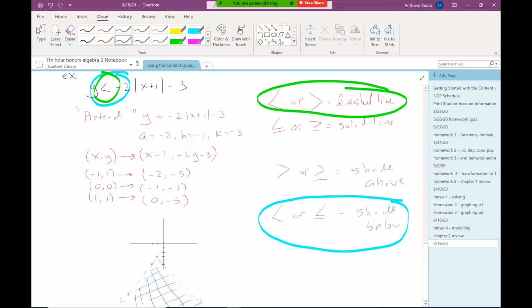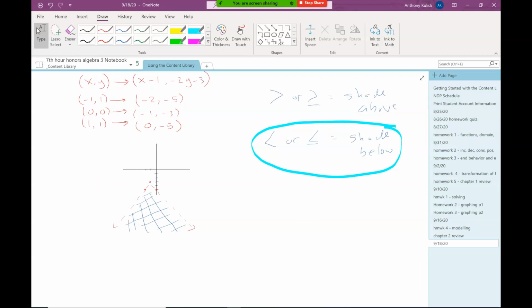So there's my shading. And that's it. What do you guys think? Not a big deal, right? Really not considerably different than graphing from last time.